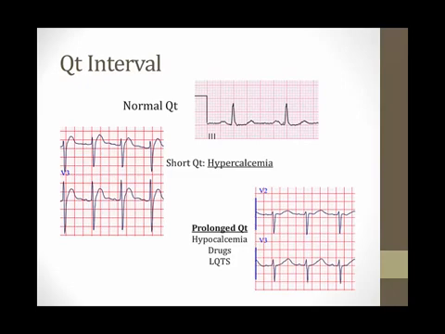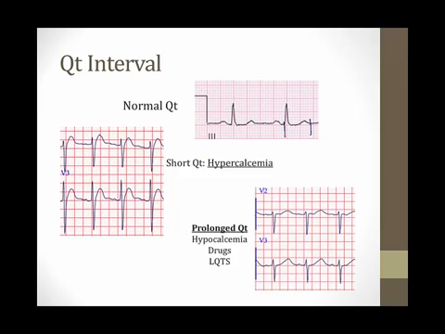This is the time from the start of the QRS complex to the end of the T wave. The QT interval varies with your heart rate, so in order to determine whether a QT interval is normal, you need to determine the heart rate and then correct the QT interval. This is not something I recommend you worry about doing as a medical student.